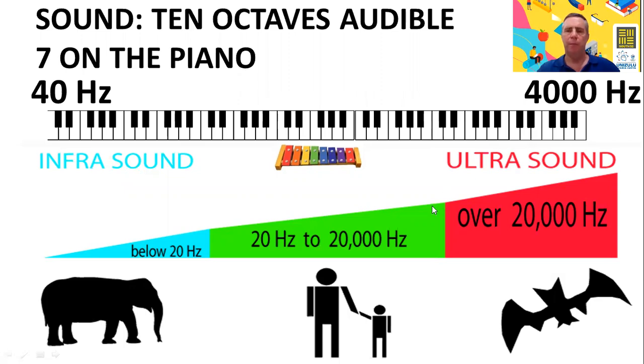Now the human ear can hear from about 20 vibrations a second to about 20,000. Although as you get older, you lose your ability to hear the very high frequencies. Animals like bats and dolphins and dogs can hear ultrasound at much higher frequencies. And animals like elephants can hear infrasound at much lower frequencies.